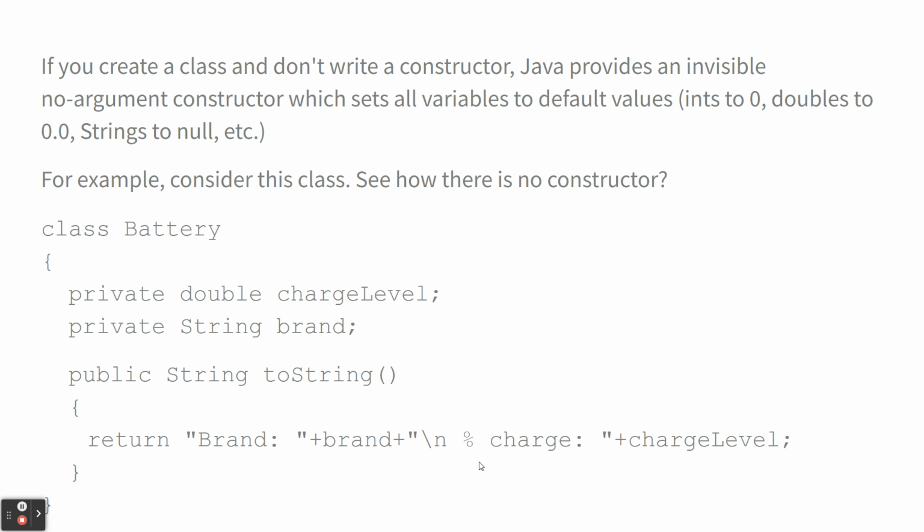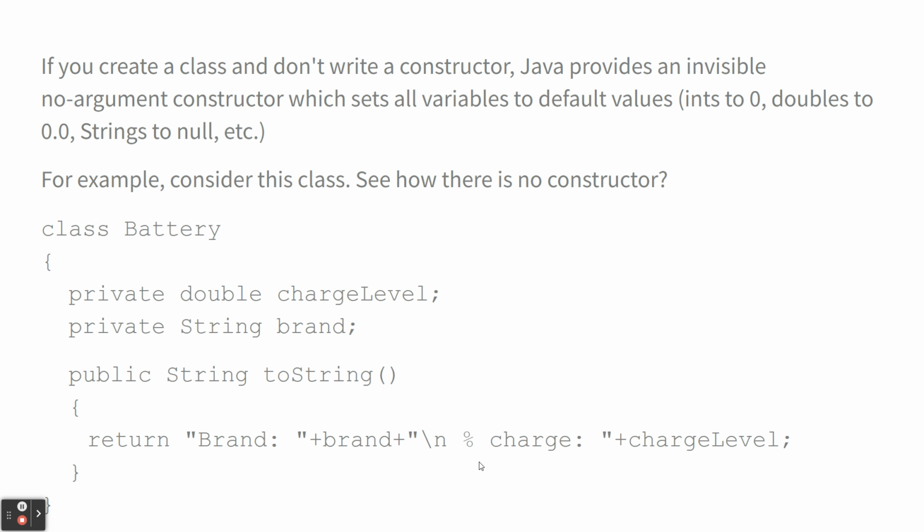If you create a class and don't write a constructor, then Java automatically runs an invisible no argument constructor that just sets all the variables to default values. So integers get set to 0, doubles to 0.0, strings to null. So note, strings don't get set to empty, they get set to null.